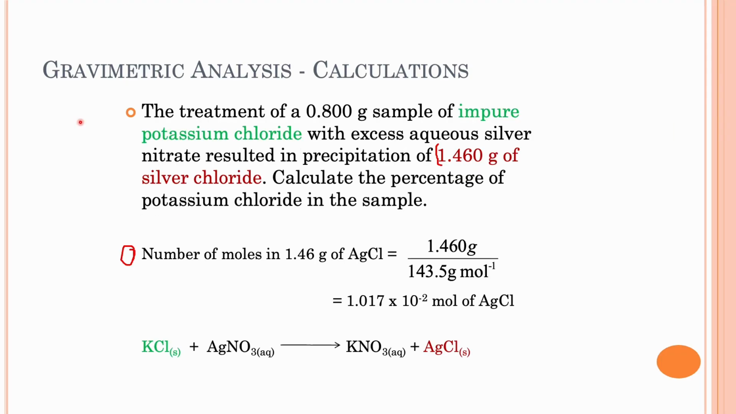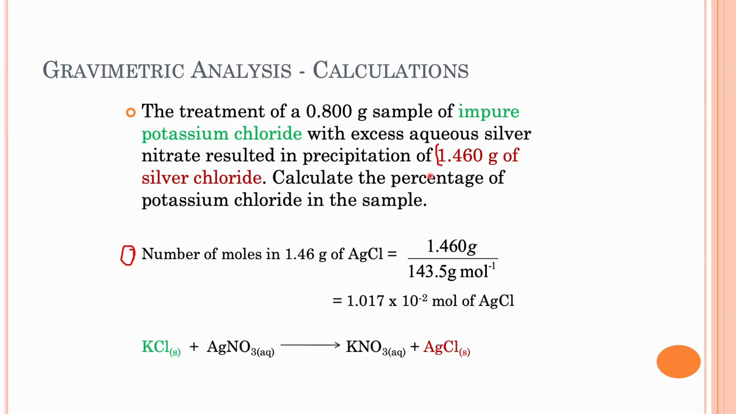The first example states: the treatment of a 0.800 gram sample of impure potassium chloride with excess aqueous silver nitrate resulted in the precipitation of 1.460 grams of silver chloride. You're asked to calculate the percentage of potassium chloride in the sample. Because this sample is impure, you might have other contaminants present within the sample. The experiment decided just to isolate all of the chloride ion by precipitating your silver chloride.